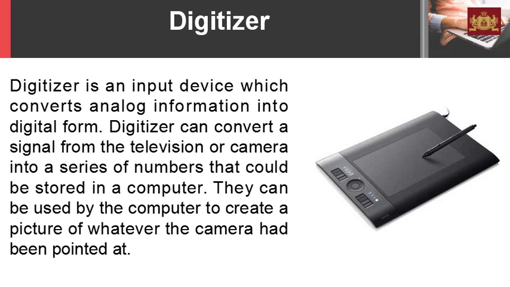Digitizer is an input device which converts analog information into digital form. A digitizer can convert a signal from the television or camera into a series of numbers that could be stored in a computer. They can be used by the computer to create a picture of whatever the camera had been pointed at.